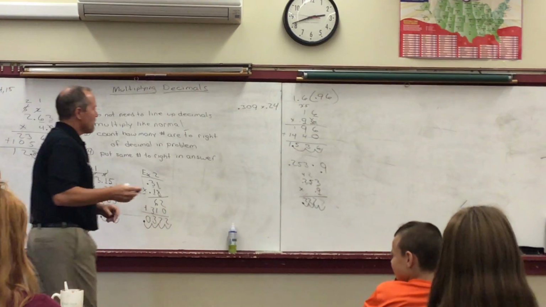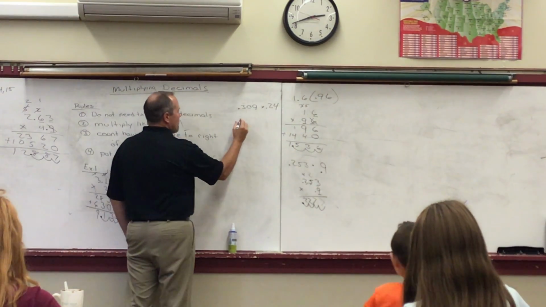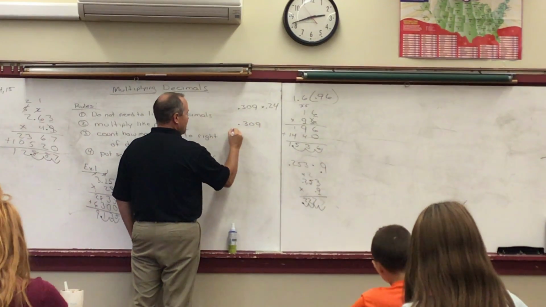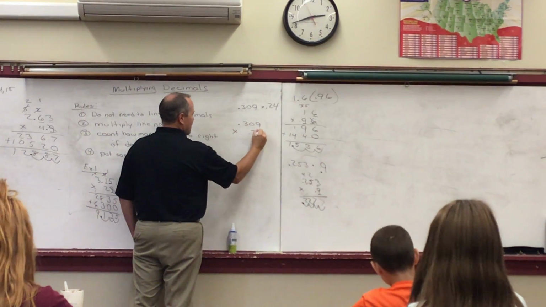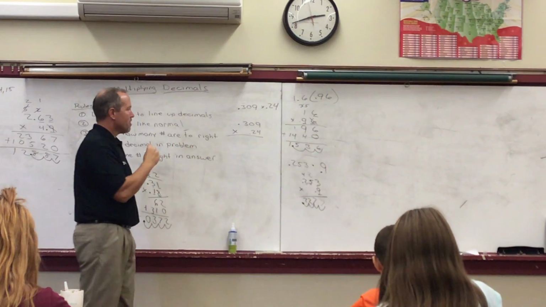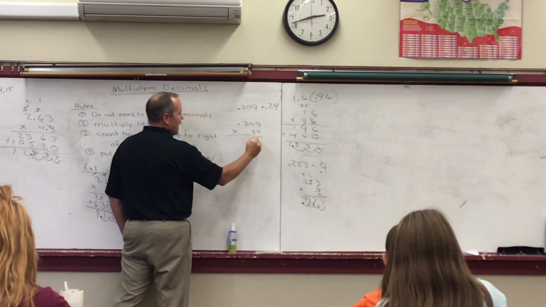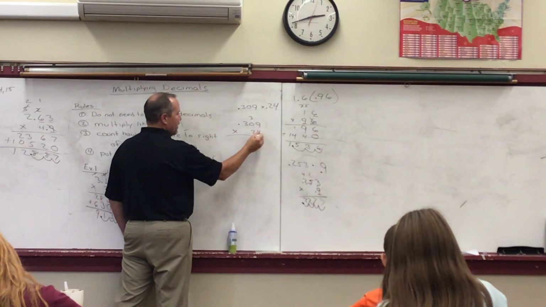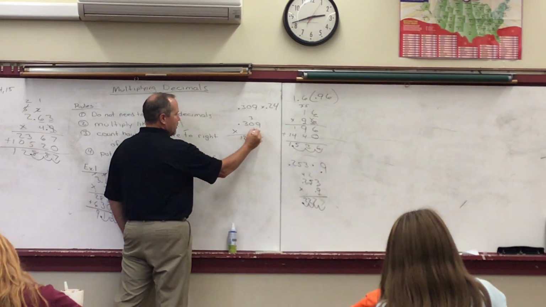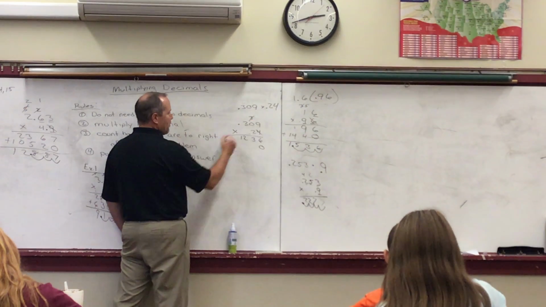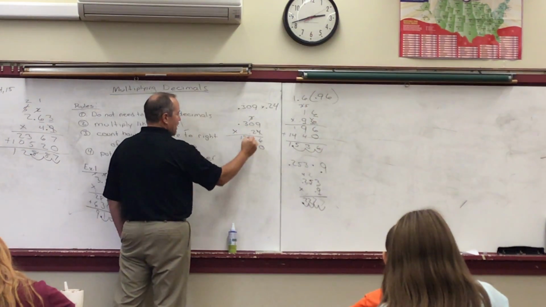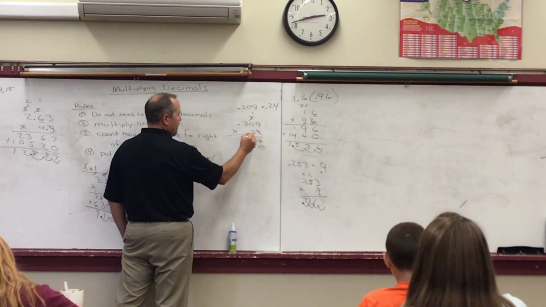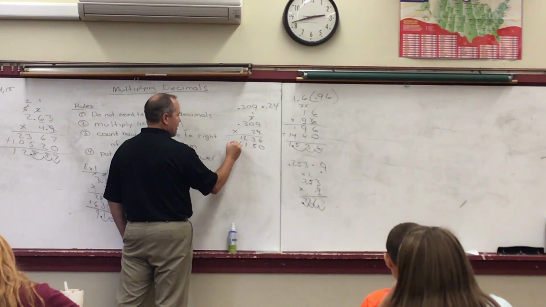Okay, so let's see. We have 309,000 times 2,400. 4 times 9 is 36, carry the 3. 4 times 0 is 0, and 3 is 3. 4 times 3 is 12. Cross out that 4, bring the 0 down, cross that 3 out. 2 times 9 is 18, carry the 1. 2 times 0 is 0, and 1 is 1. 2 times 3 is 6.